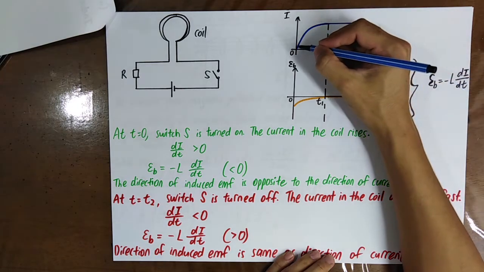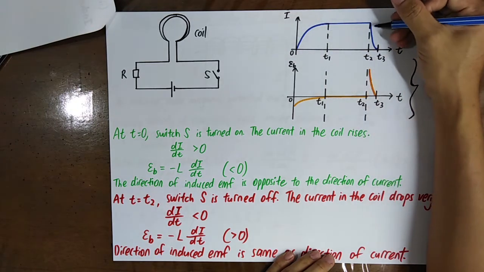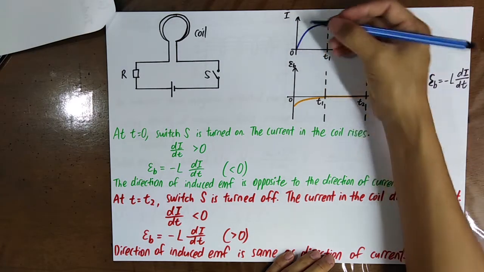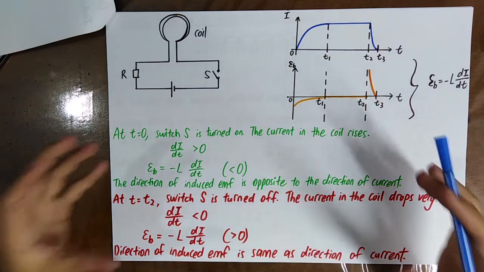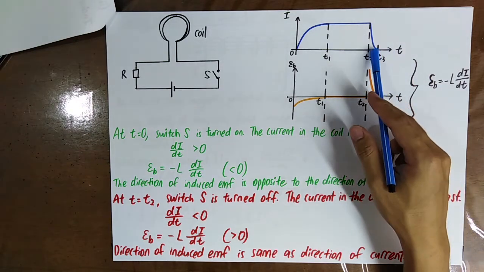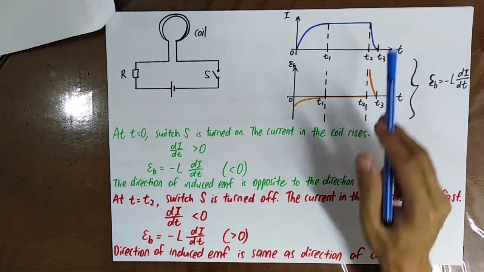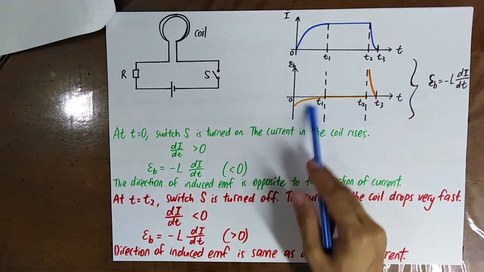For example, here the gradient is also quite steep, but not as steep as here. So you know that the value of the back EMF is smaller here. So you notice that the largest back EMF can only be obtained when you switch off the coil. When you switch on the coil, you cannot get such a high back EMF.